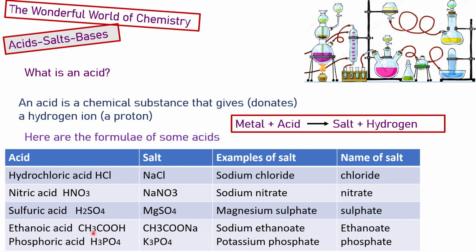Now, ethanoic acid, when it reacts with sodium, this is the hydrogen which is replaced by the metal. So this is ethanoate, and here is the sodium, sodium ethanoate. And in phosphoric acid, the 3 hydrogen atoms are replaced by 3 potassium atoms, and this salt is called potassium phosphate, which belongs to the phosphate salts.